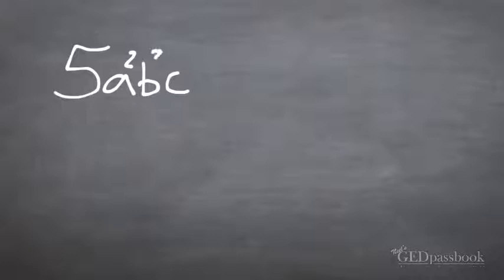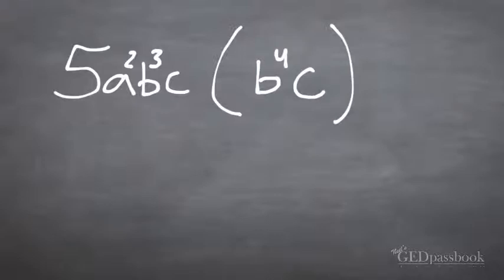a squared b cubed c times b to the power 4 c. Alrighty. Step by step. Always start with the number. What are my numbers multiplied with each other? Well, I have a 5 here, right? This one doesn't have a number, but what is the number? 1. If it helps, always put a 1 in front. So tell me, what's 5 times 1?